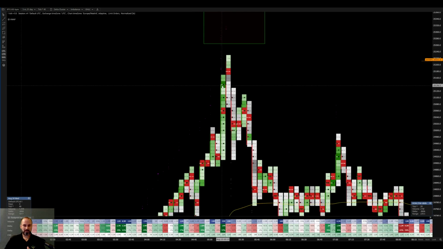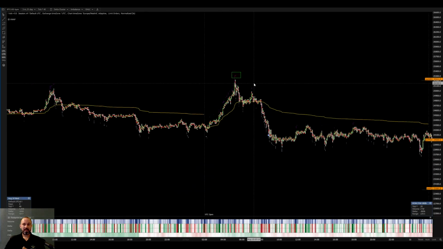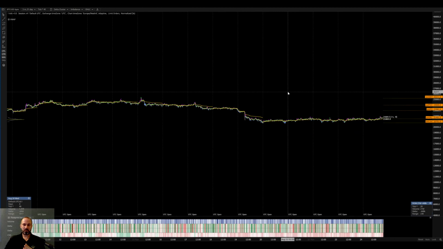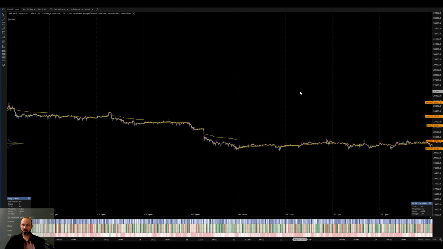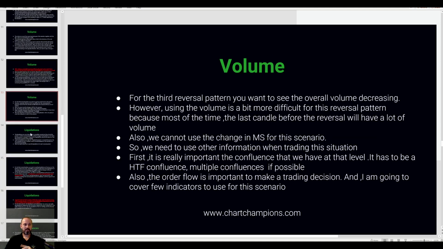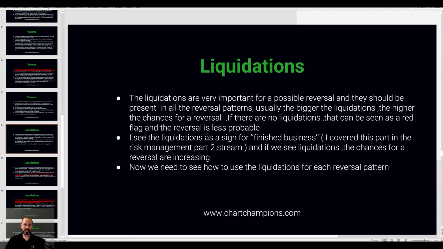But for the moment, like I said, let's keep it like this, and let's see how we can actually trade this pattern and obviously the other patterns using only the information that I'm covering in this stream, right? Then we move. So we covered market structure, we covered the volume. Now we need to move to the liquidations.